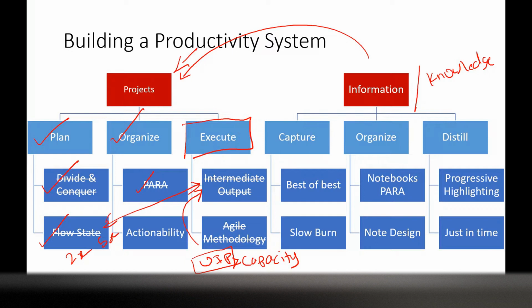Flow state is when you are happy, highly productive, and highly motivated. When you are working in intermediate outputs, you will find it is extremely easy to get motivated to do the work. So this was everything we have seen until now. Everything until now serves project. Now, today we will see how this information serves the project.